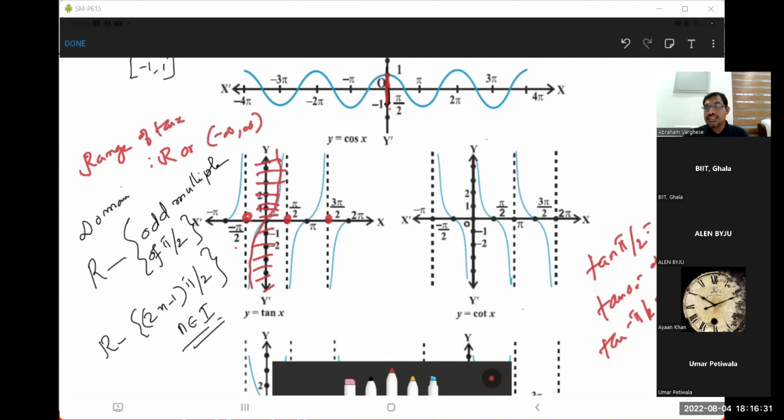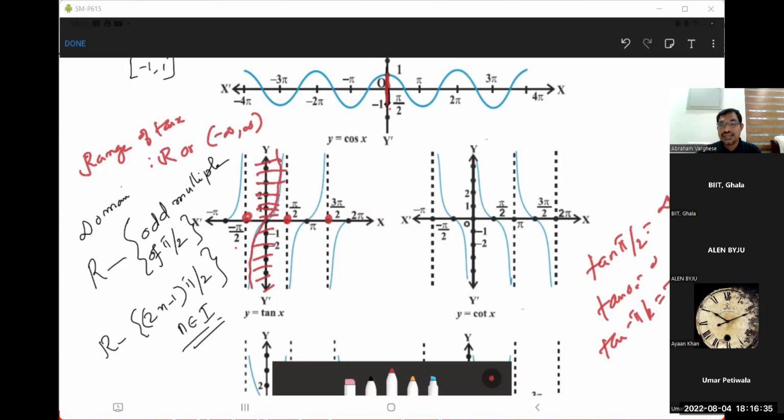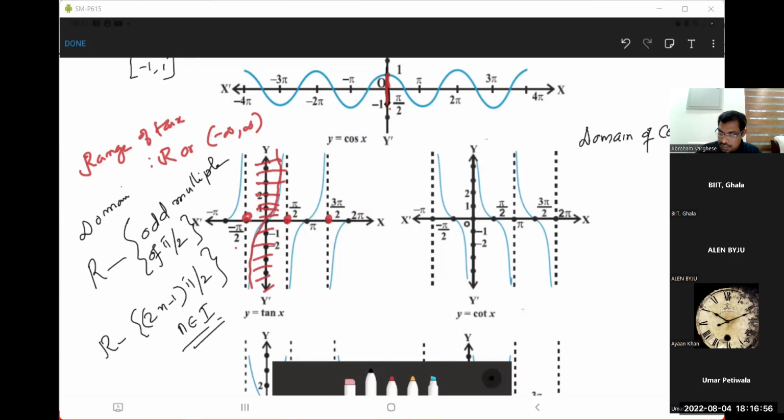Now let us see what is the domain and range of cot x. The graph is there. I hope you can help me. You write the domain and range of cot x, using exactly the same method. You write it, then after that I will explain. So the question is, what is the domain of cot x? And what is the range of cot x?